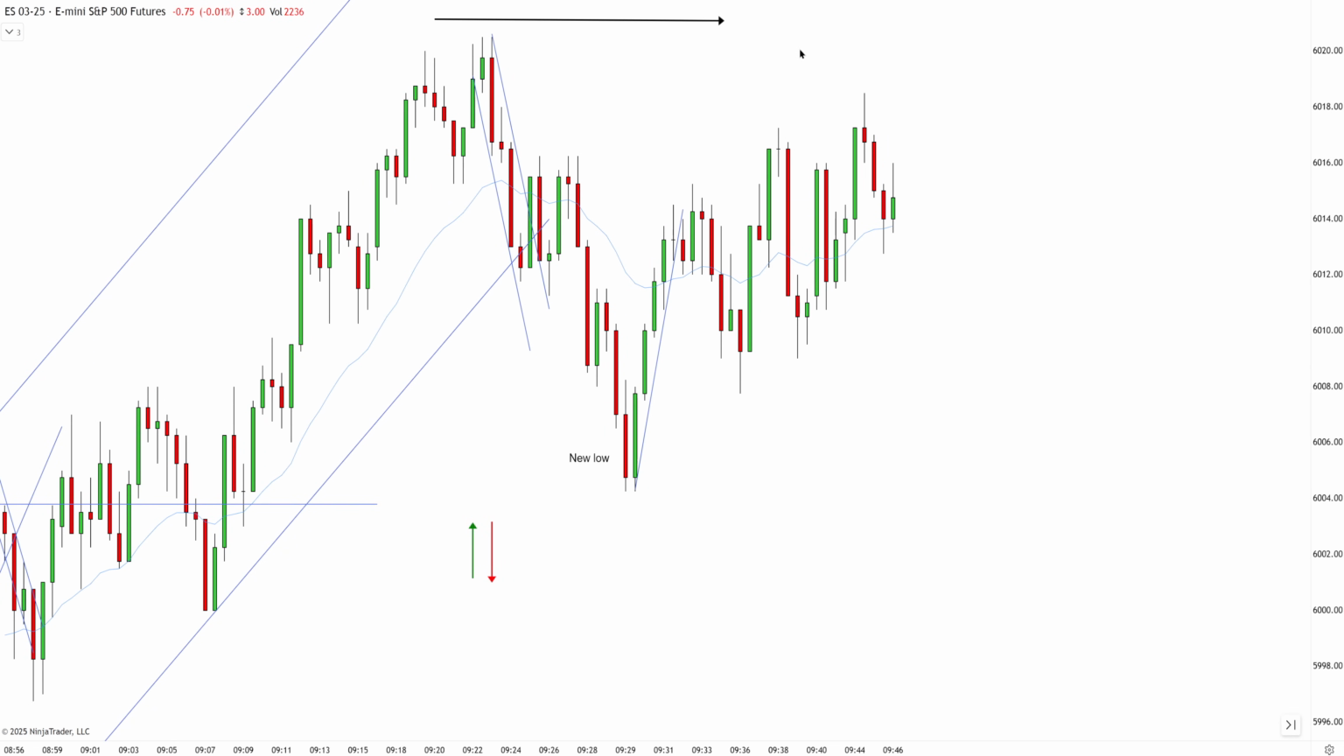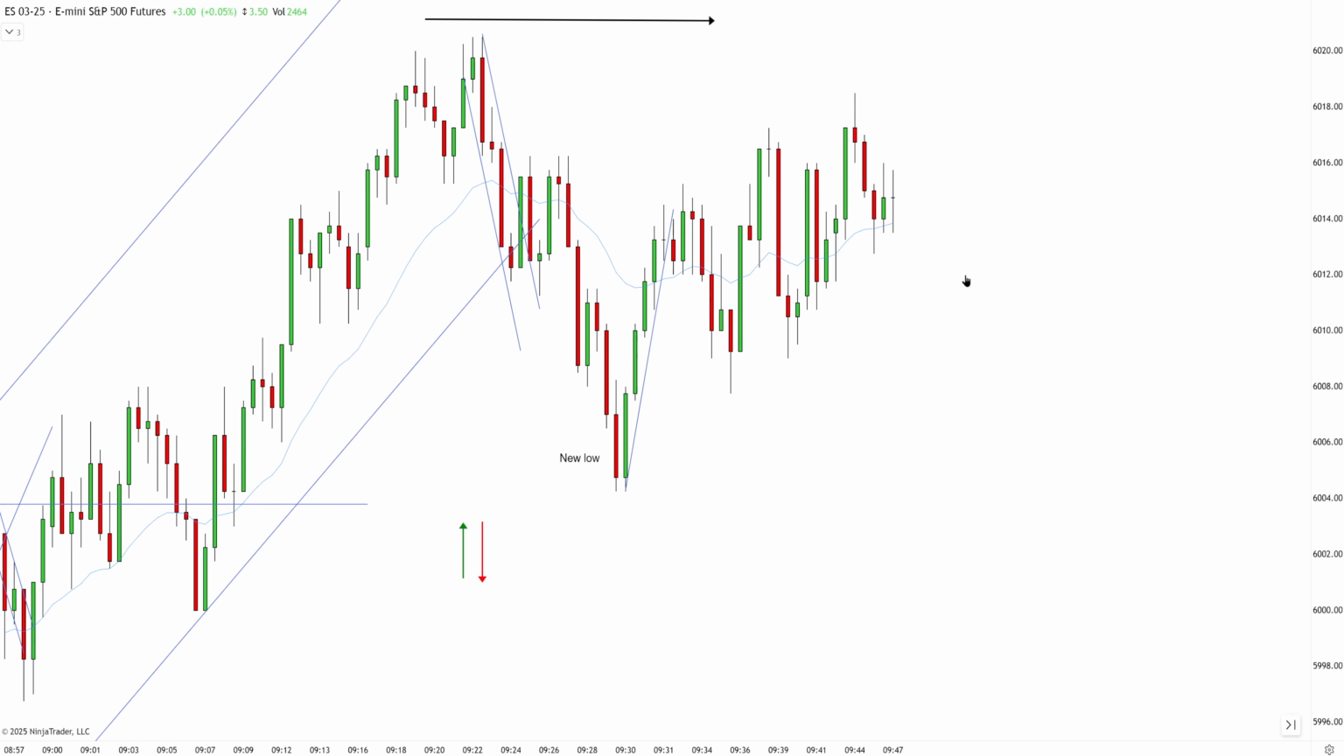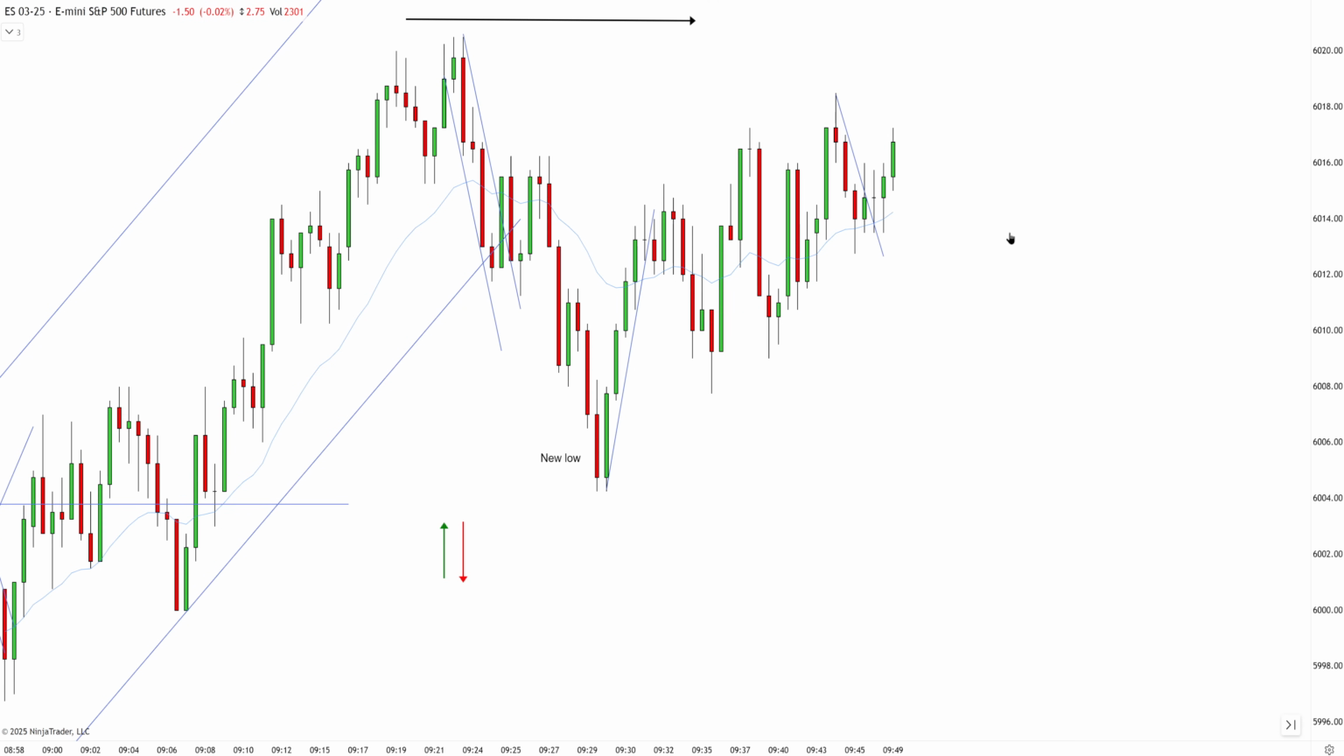So you expect a new high, but there's so much congestion. We're below EMA. Nothing that great. Let's see what's gonna happen.